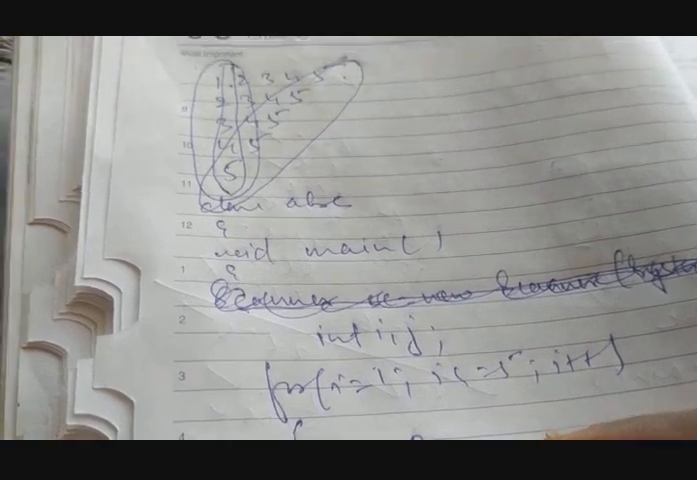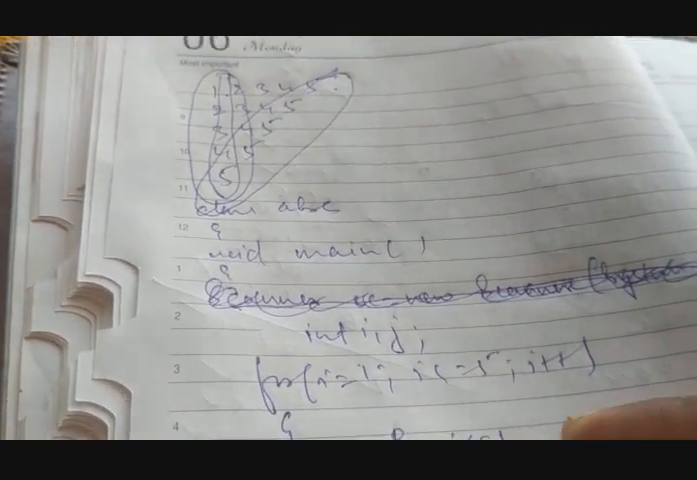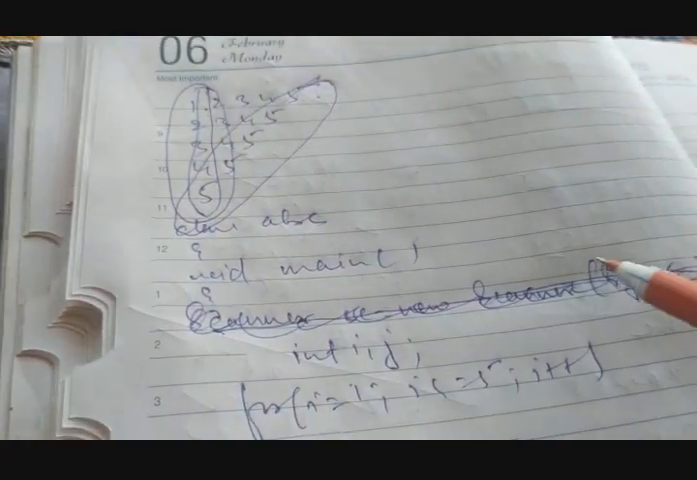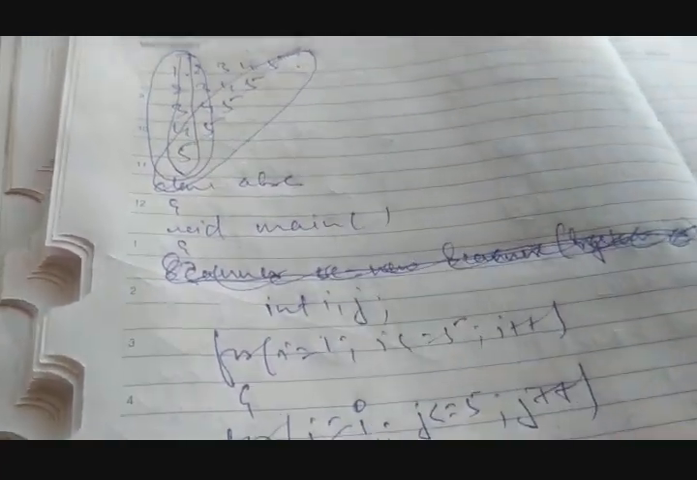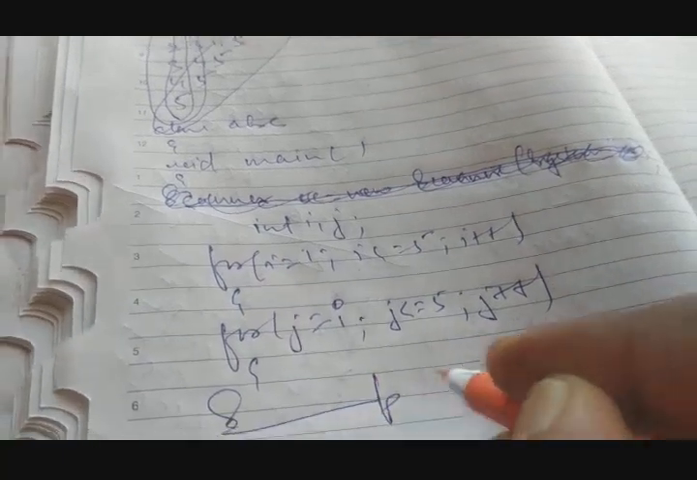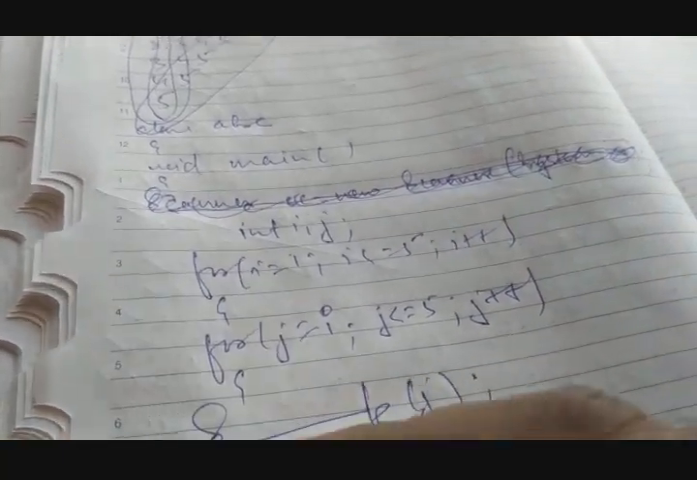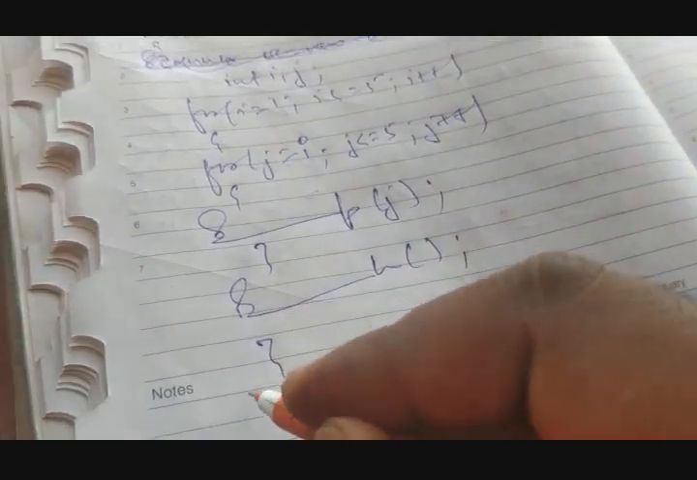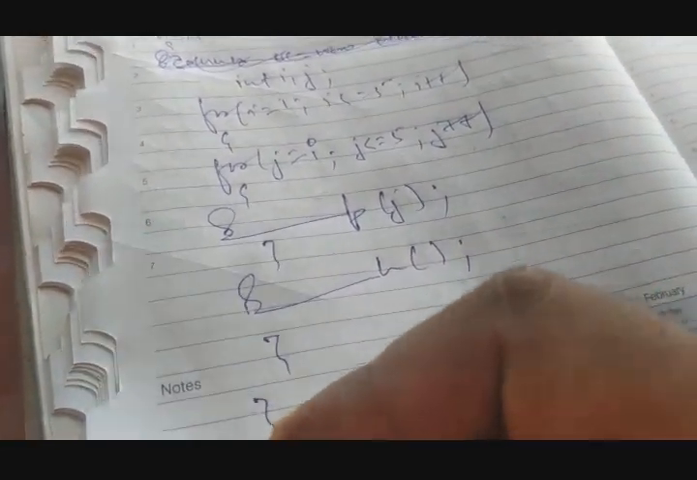Now j ends where? At 5. And the values are changing 1, 2, 3, 4, 5. So j plus plus. System.out.print j. System.out.println blank. Main close, outer for close, main close, class close.